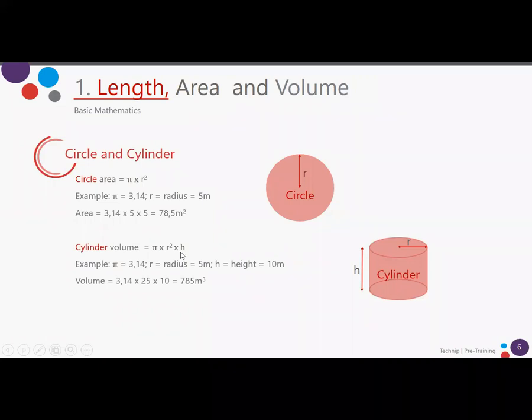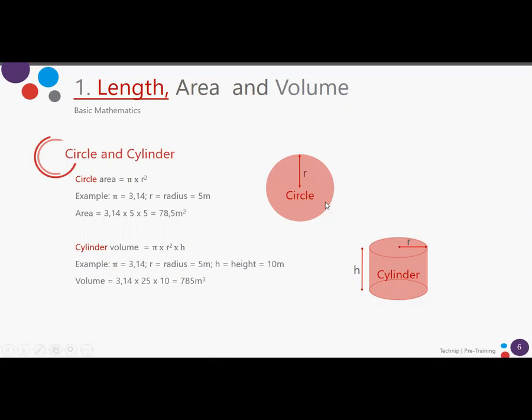In the case of a cylinder, the formula for the volume is pi multiplied by radius squared multiplied by the height of the cylinder. So we assume the radius is 5 meters and the height 10 meters, which would get us at the end a volume of the cylinder of 785 cubic meters.